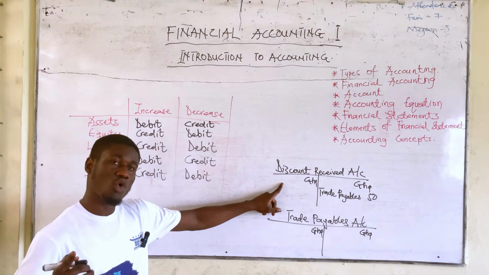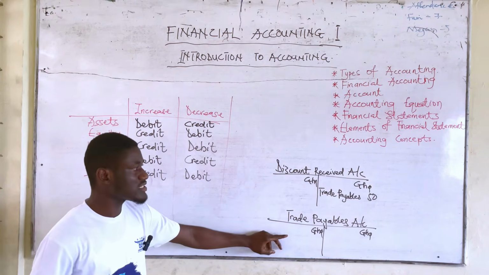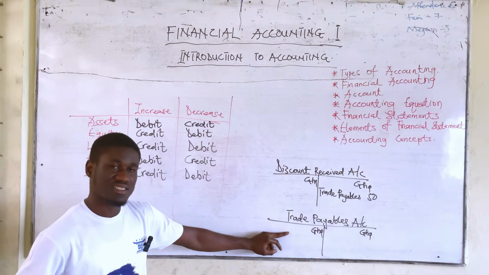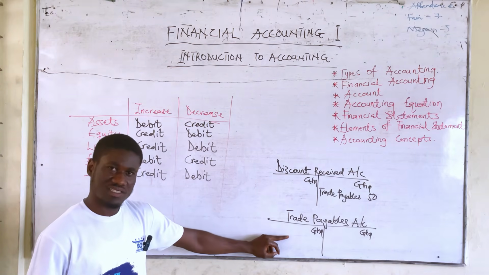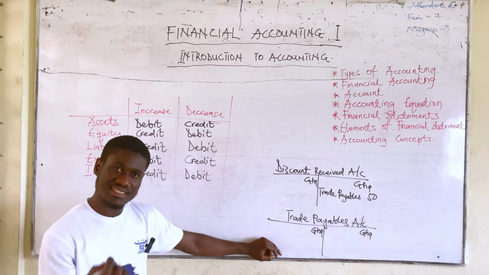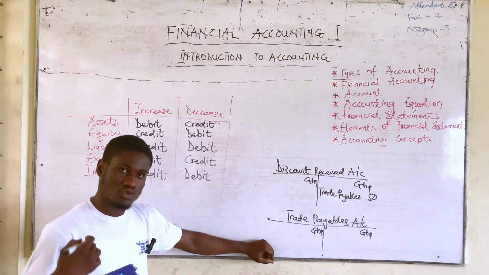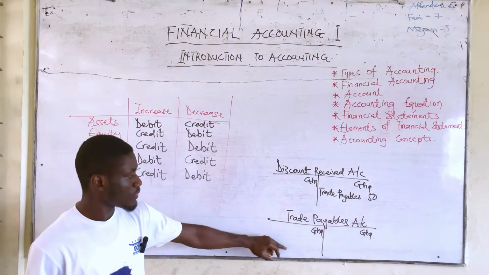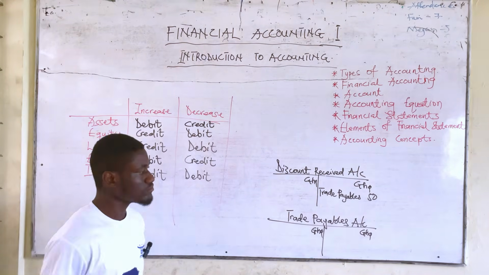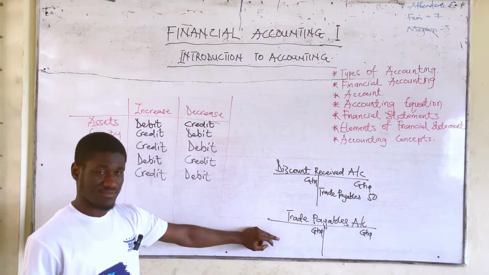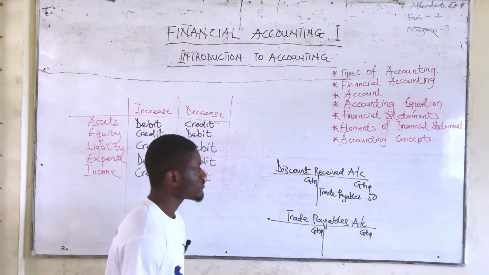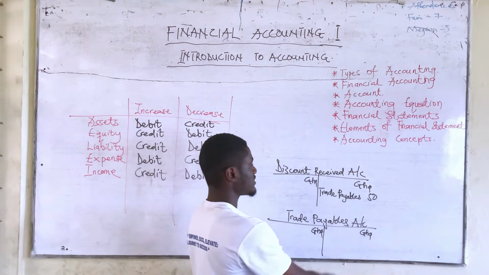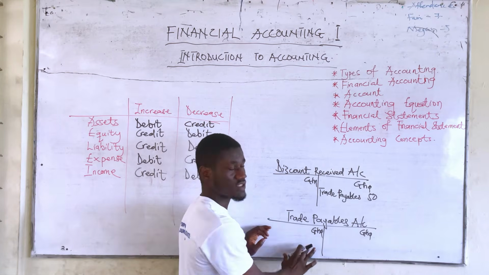Okay, so if we are owing them 100 cedis and they've given us a discount of 50 cedis, what has happened to the amount we are owing? It has decreased from 100 to 50. So now we are owing 50. So decrease in this trade payables, we are going to debit because it's a liability. Good. So we have to know that the accounts involved here are discount received and trade payables.